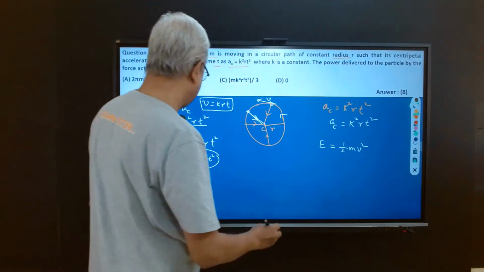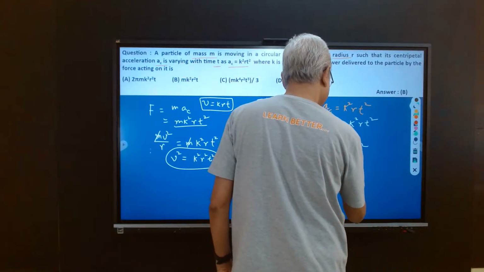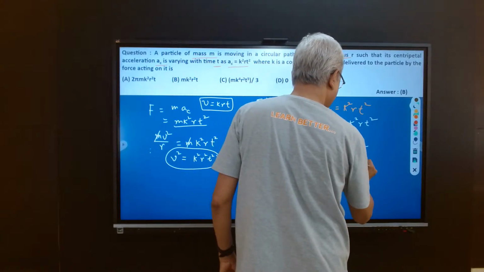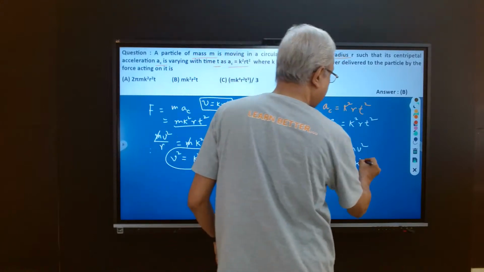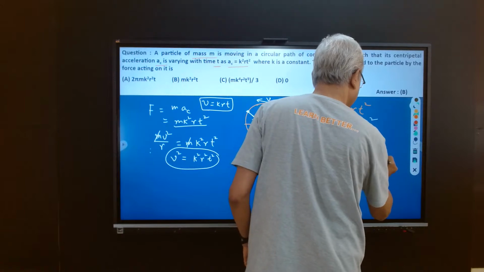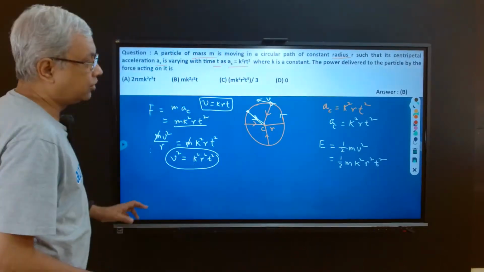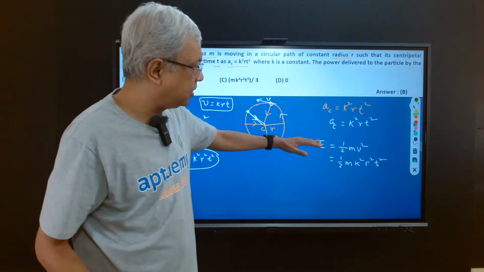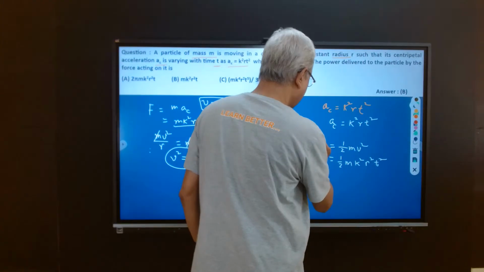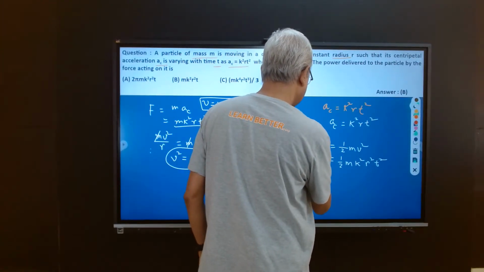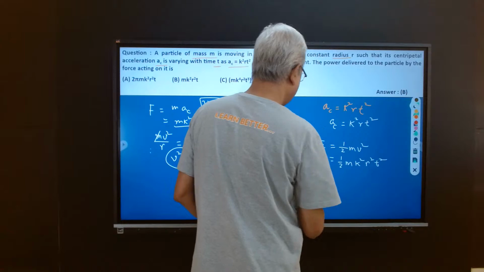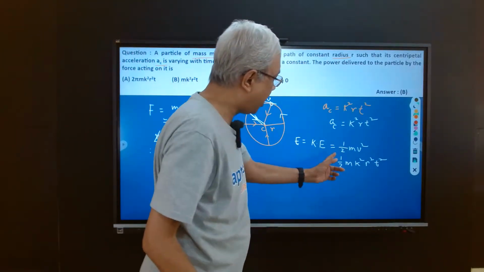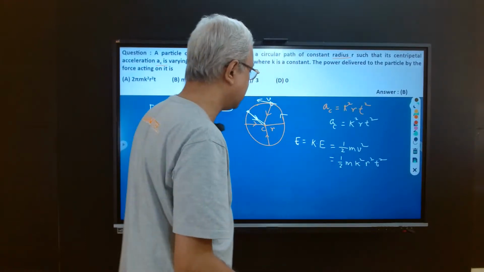So it is how much? It is half m v square, which is k square r square t square. All right. Now the energy, instantaneous kinetic energy, we are considering only kinetic energy. So the instantaneous energy of the particle is half m k square r square t square.